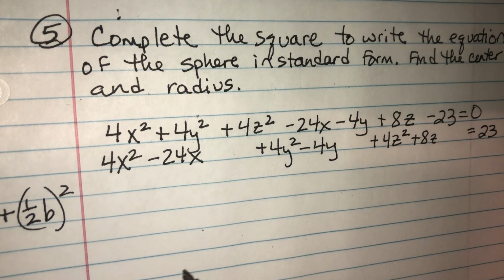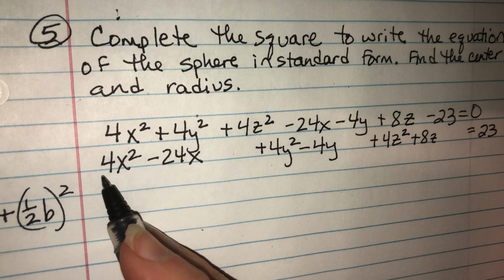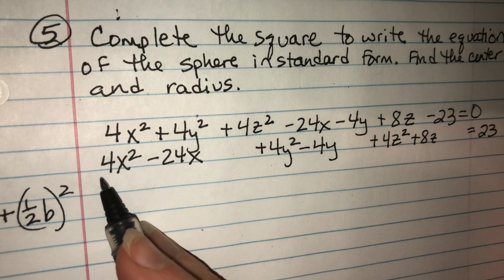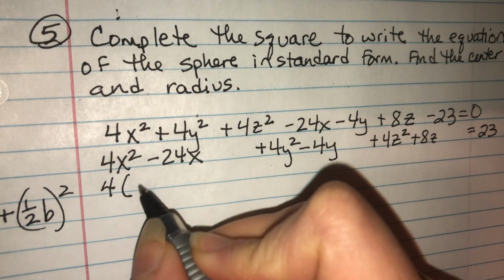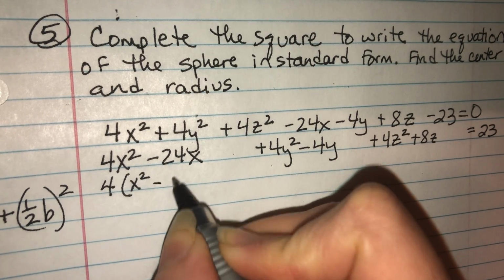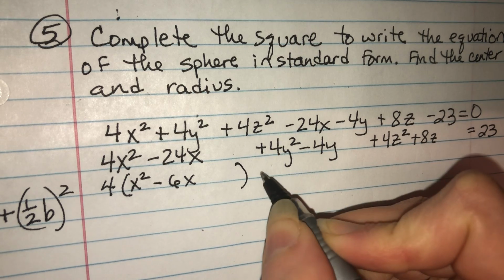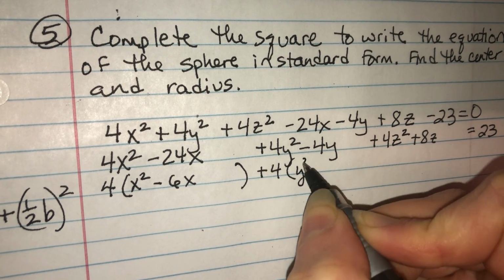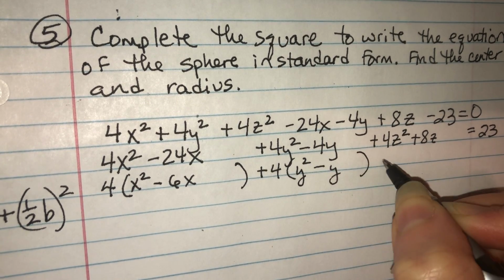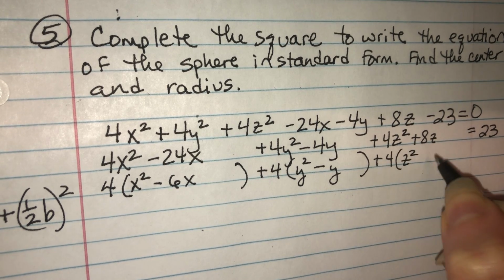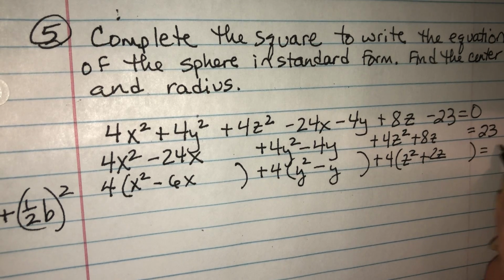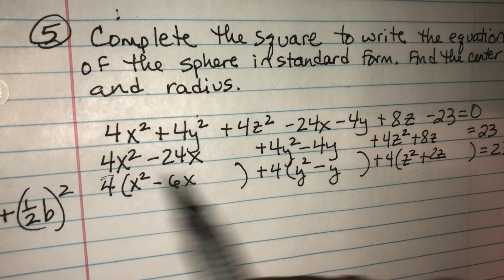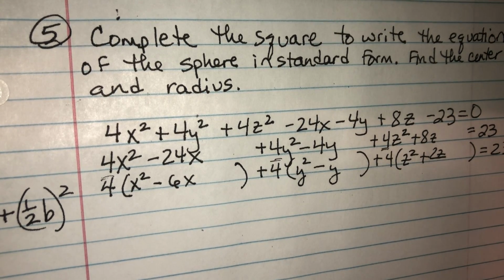Now, before we do that though, we need to get the coefficient of the squared variable pulled out in front. So this is going to be 4 times the quantity x squared minus 6x, I'm going to leave a space, plus 4 times y squared minus y, leave a space, plus 4 times z squared plus 2z, leave a space, equals 23. So all I did right now is factor out these 4's that are the coefficients of the squared variables.